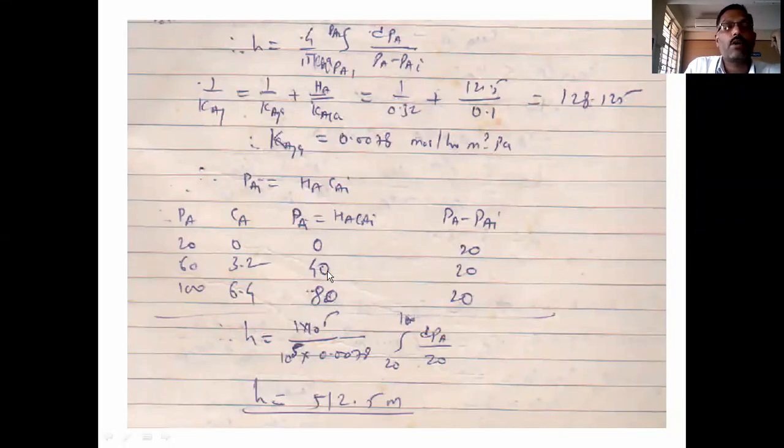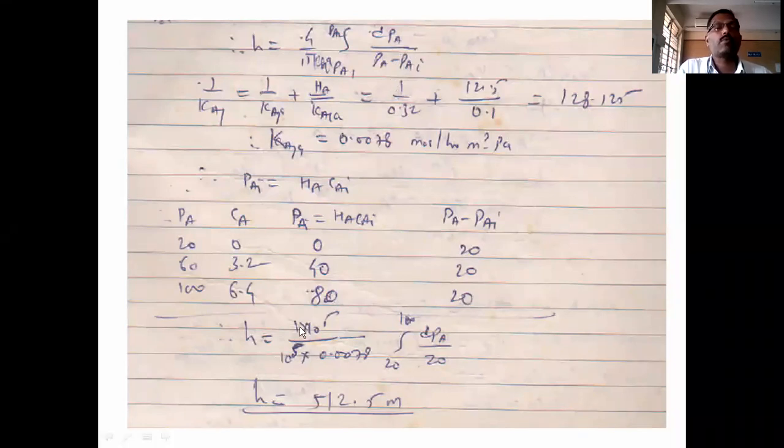So 60 minus 40, this difference is 20. What is the meaning of this? This PA minus PI difference is a constant from top to bottom of the column. It means that in this integration, PA minus PI is a constant, that is 20. So we put this value.